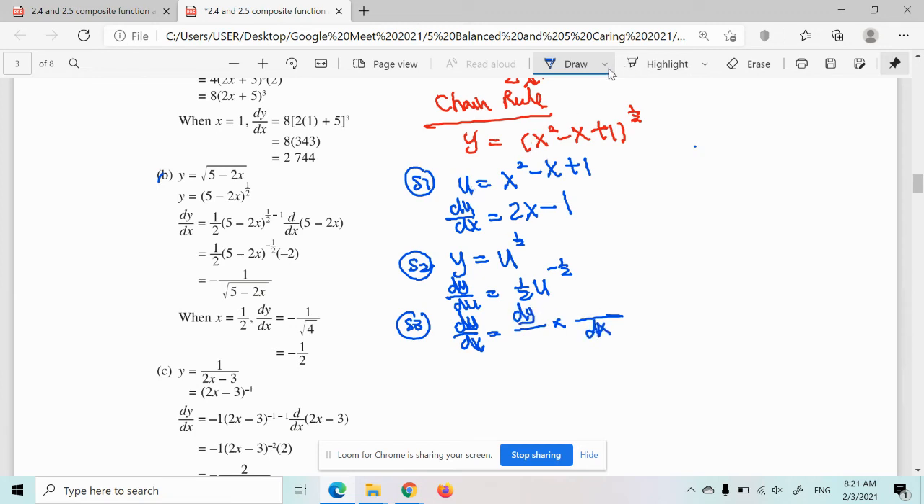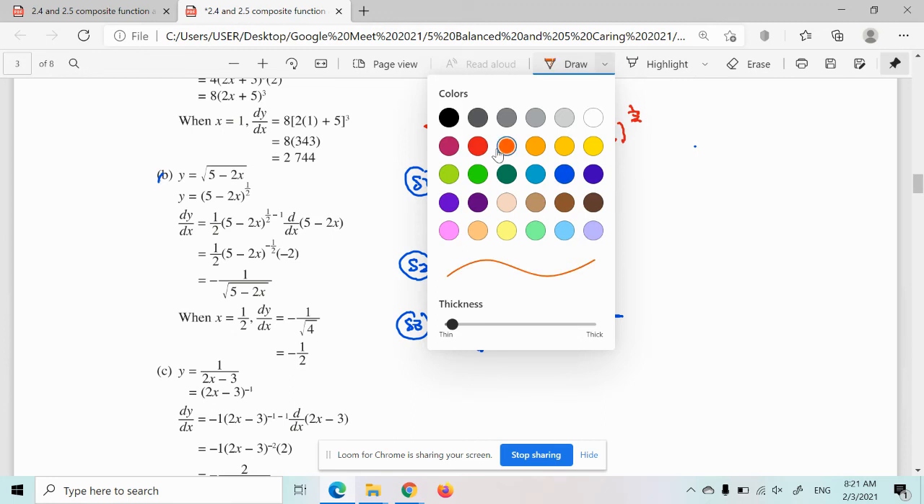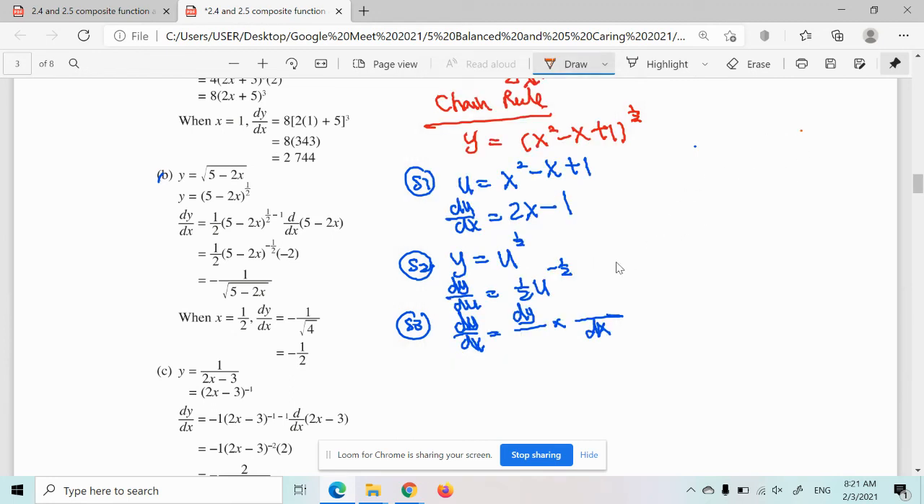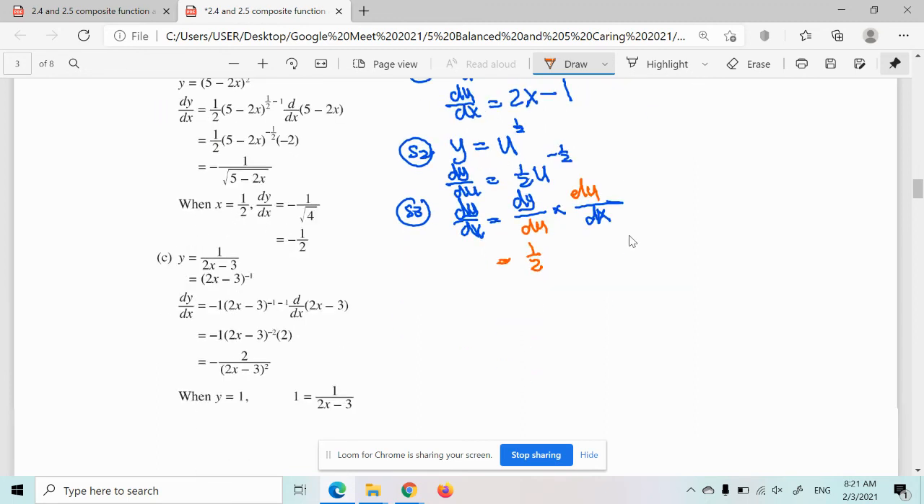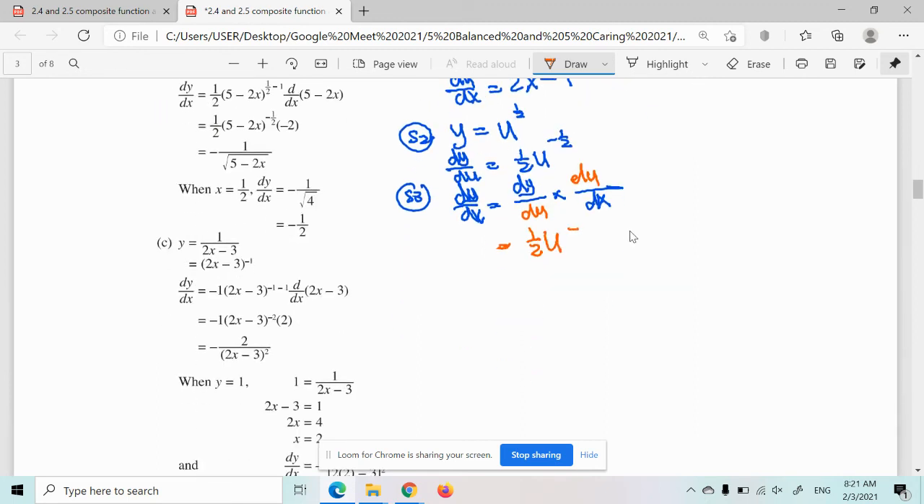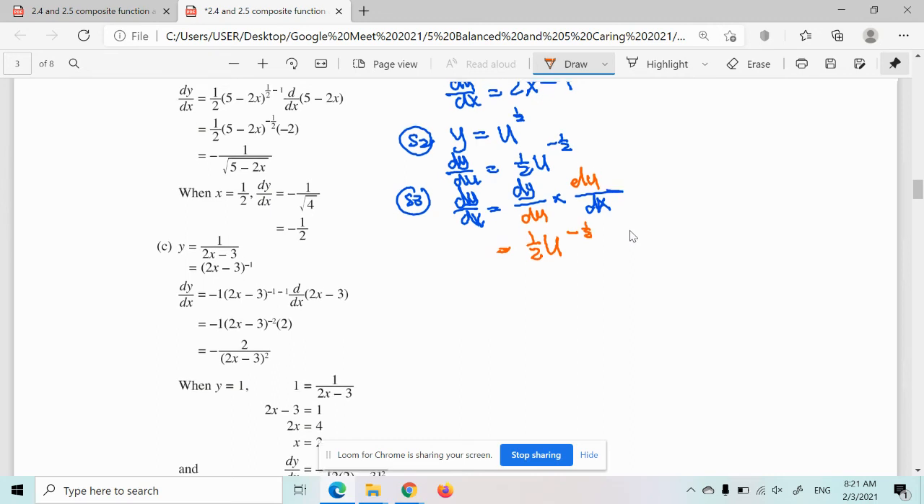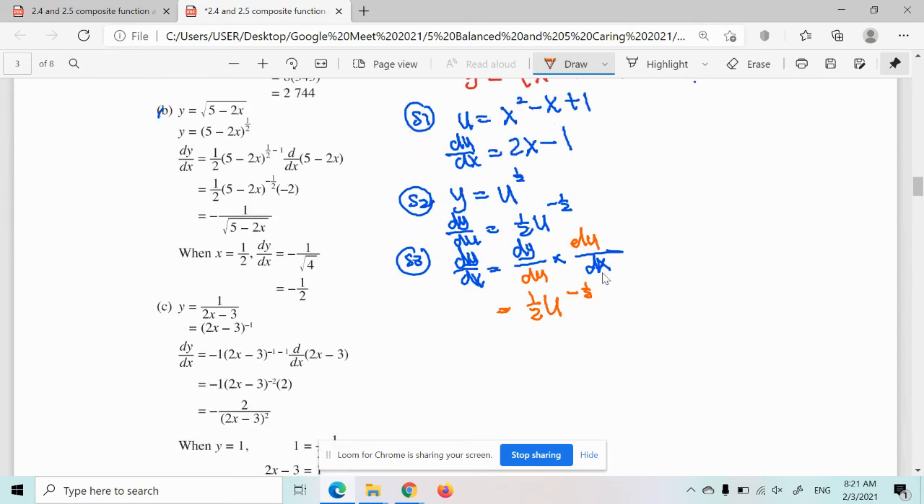So remaining is du. So du, you write down here du. So now you have dy du. So dy du is this one, 1 over 2 u power negative 1 over 2, and du dx is this one, 2x minus 1. So 2x minus 1.